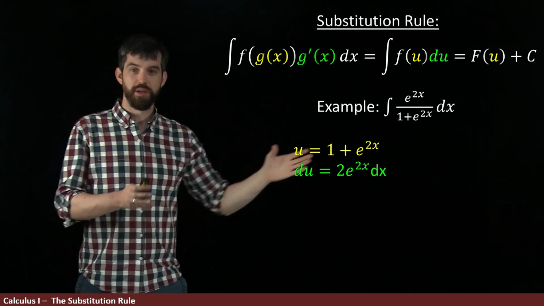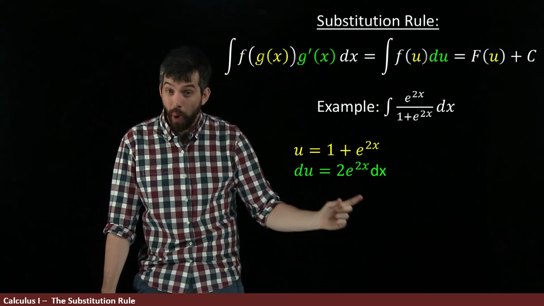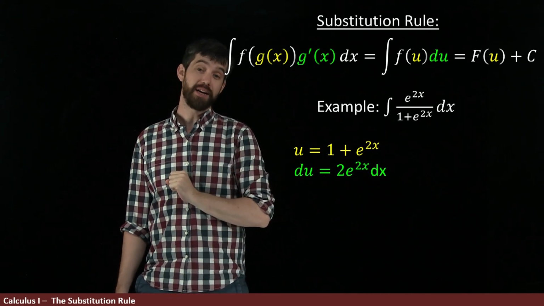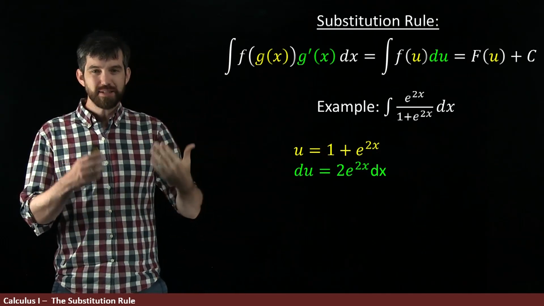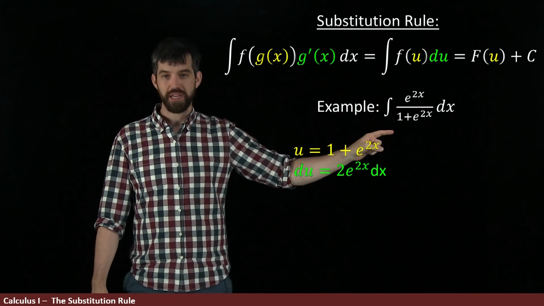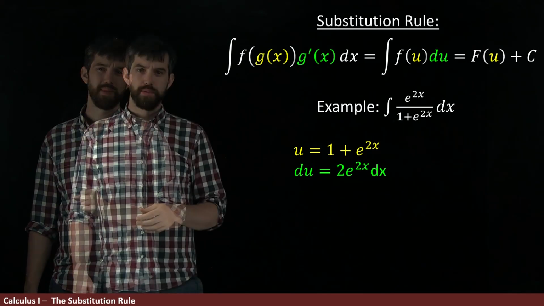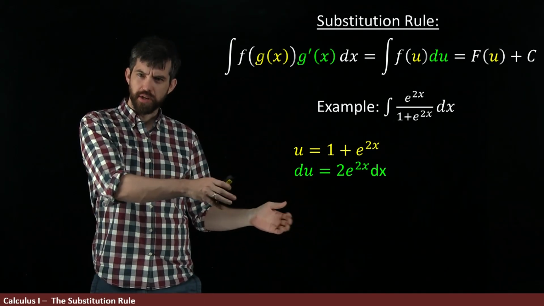Okay, so how does that work? u is the 1 plus e to the 2x. Its derivative, as we said, was twice e to the 2x dx. Well, if that's my u, what's my f? This looks like the function 1 divided by u times du, but we're off by this factor of 2. All right, so that's the u and the du.